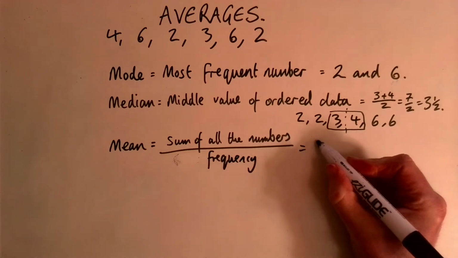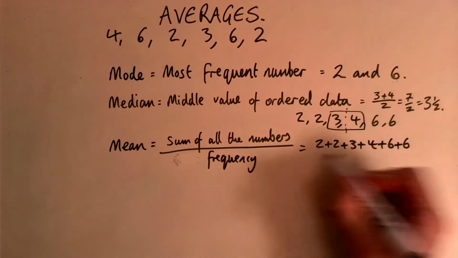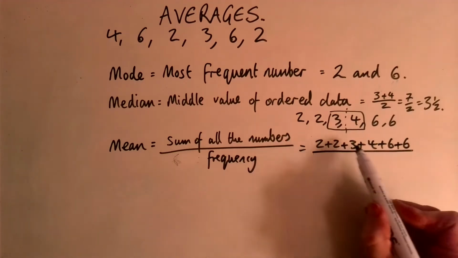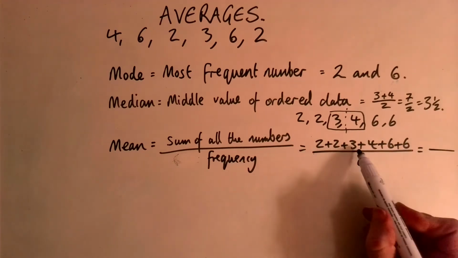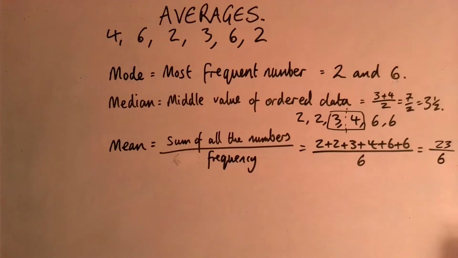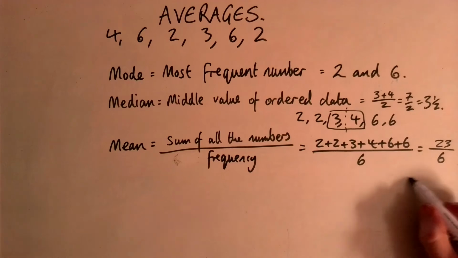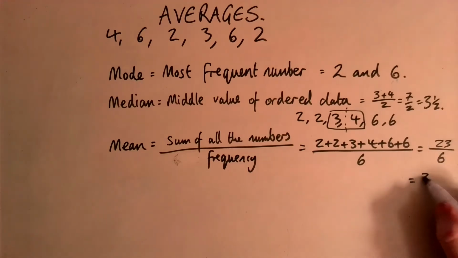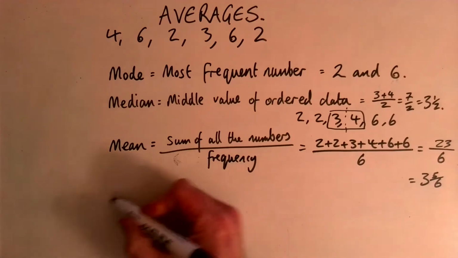So for this, we would do 2 plus 2 plus 3 plus 4 plus 6 plus 6, and all of that's going to be divided by 1, 2, 3, 4, 5, 6. So what is that? 2, 4, 7, 11, 17, 23 divided by 6. What's 23 divided by 6? It's almost 4, isn't it? It's 3 and 5/6. You can do it as a decimal if you like, but it's going to be recurring. It's going to be a bit tricky. Fractions are your friends, folks. Even if you don't like them, they like you if you use them.